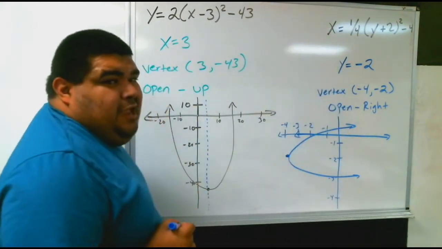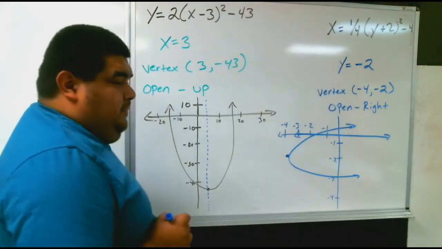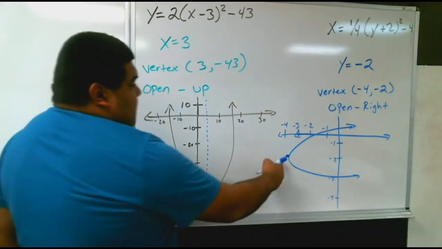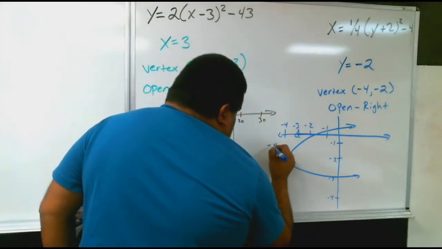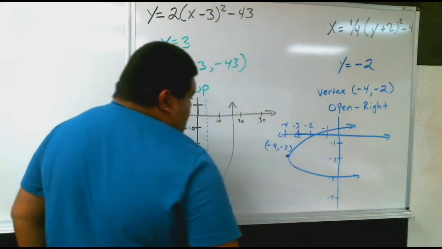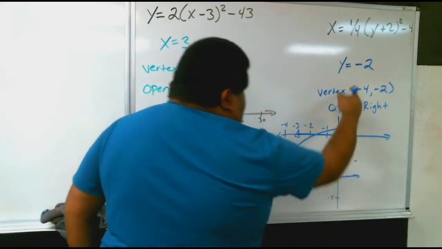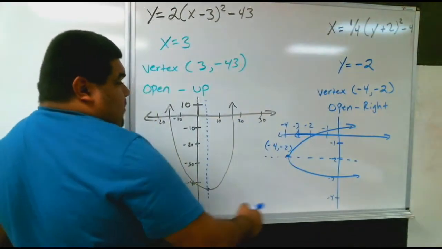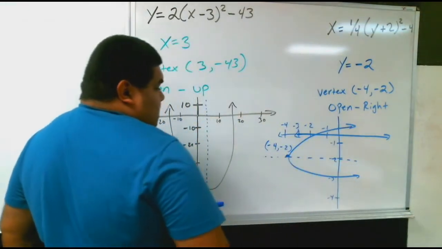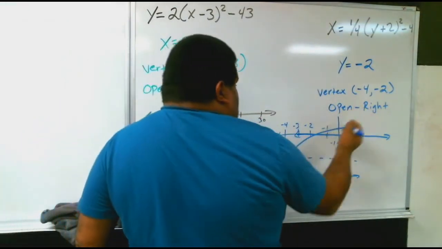Think of Mr. Pac-Man. Our vertex is negative 4, negative 2. Our axis of symmetry is at negative 2 on the y-axis. And finally, it opens to the right.